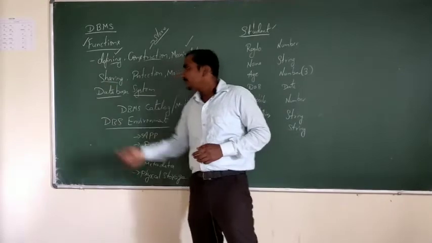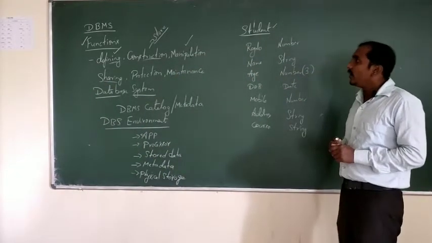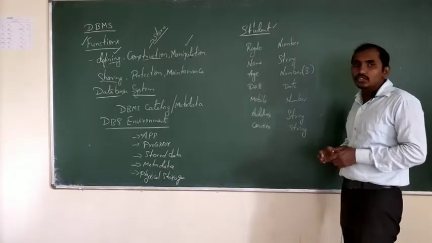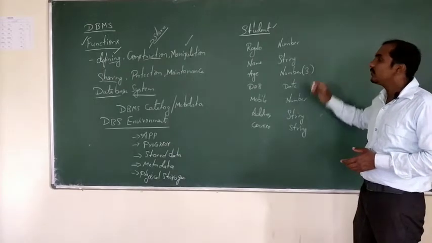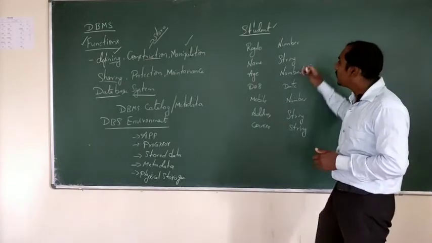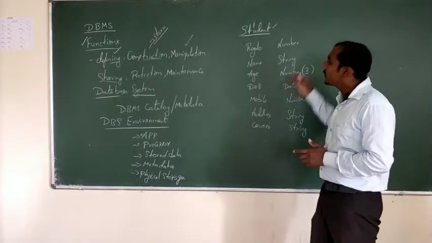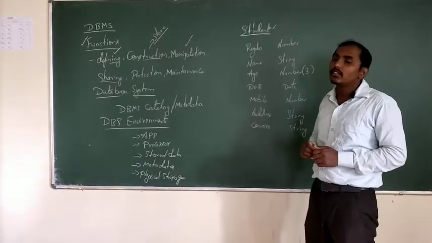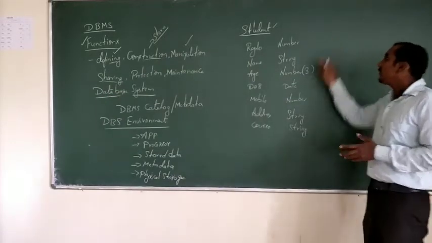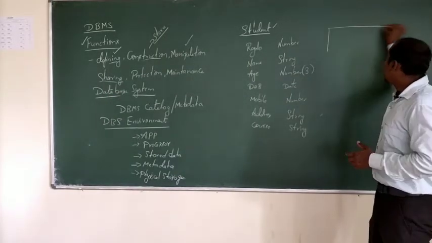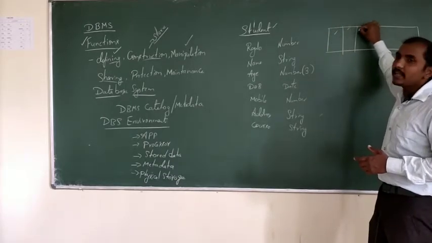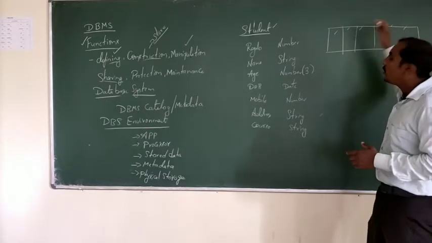Again, sharing. Once this is defined and we have stored the data into it, that is, we have defined the structure and we have the values in that particular structure, next we should be able to share that value. If you consider this example, I have a table. In that table I have these columns like register number, name, age, date of birth, address and course. All these are the columns.